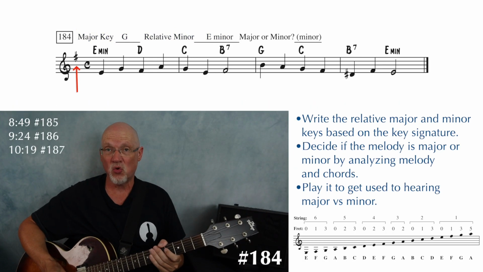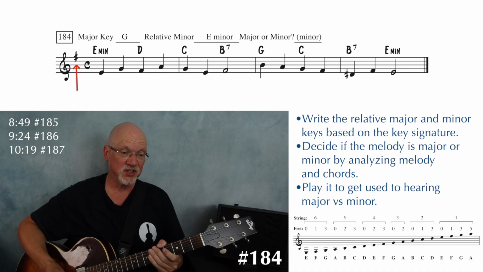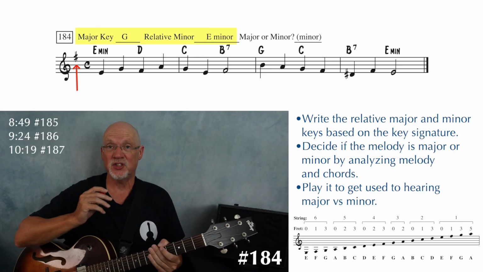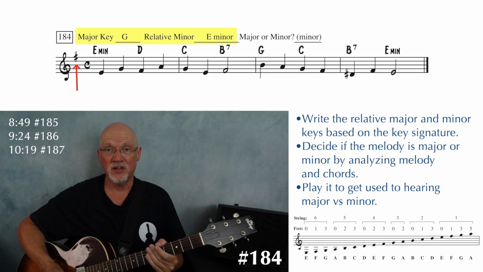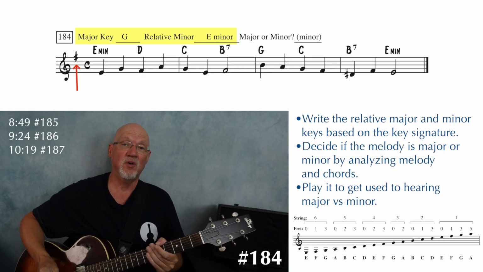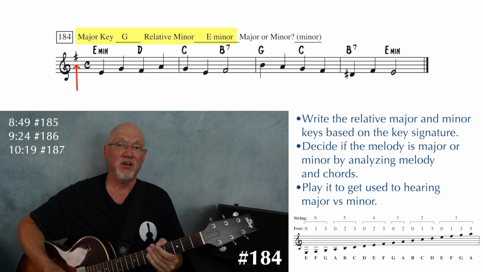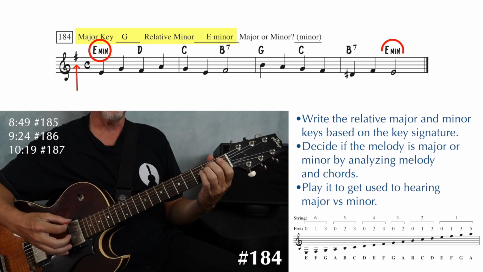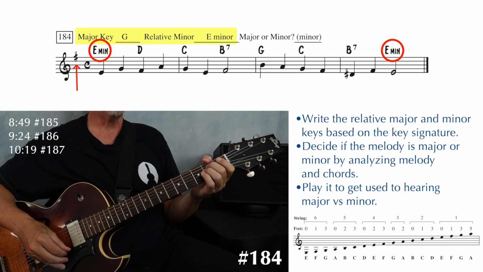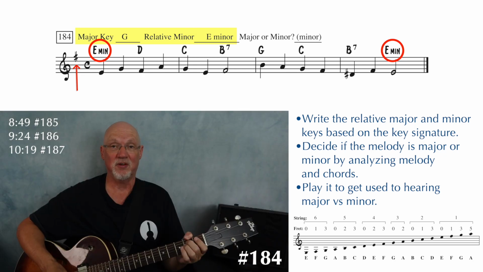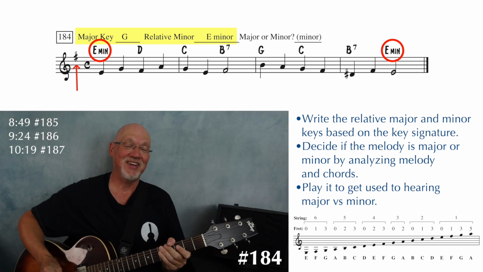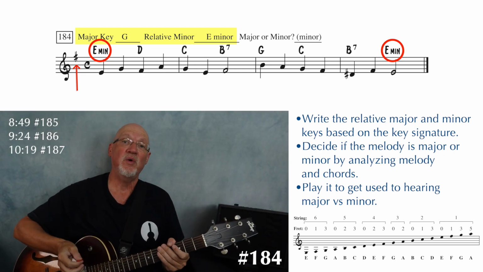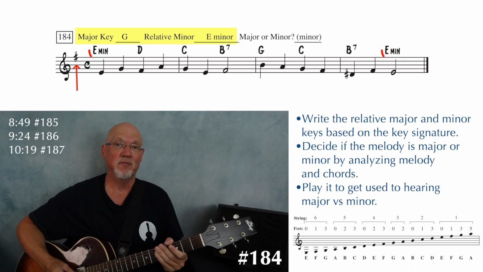Number 184 has 1 sharp in the key signature, so that's going to be either G major or E minor, the relative minor of G. And you can review lessons right before this one to see how you can figure out relative major and minor. Looking at this one, we can see our first chord and our last chord is E minor. So that's a pretty good indication that we are in the key of E minor, and we can listen to the melody to be sure.